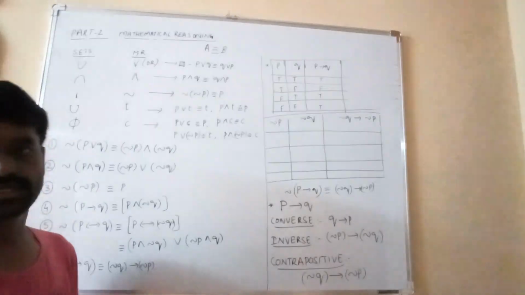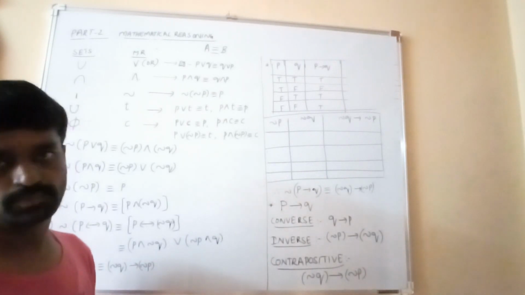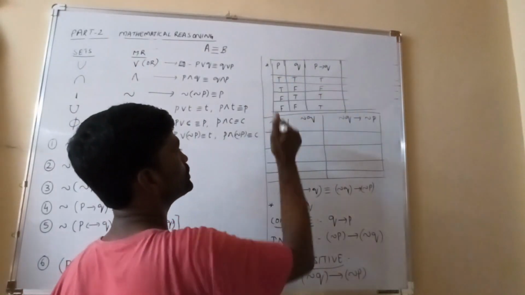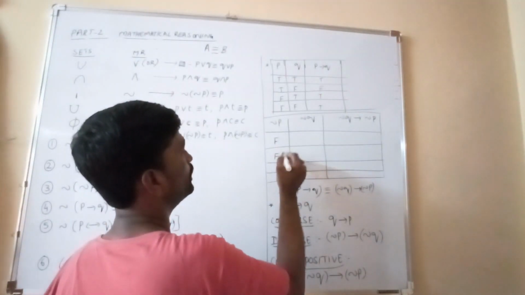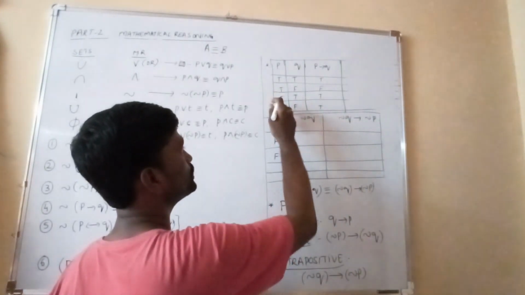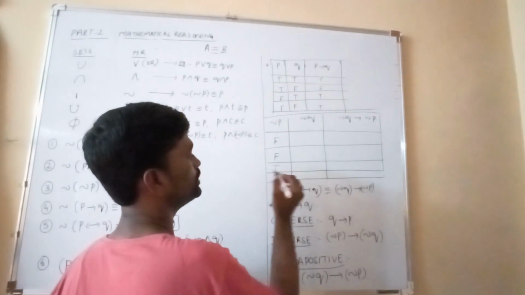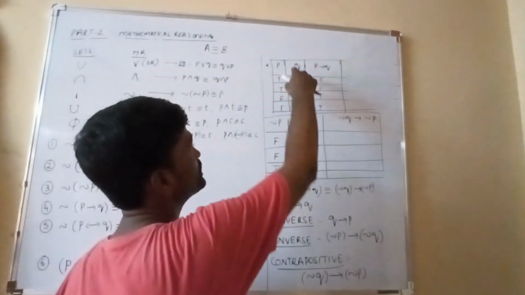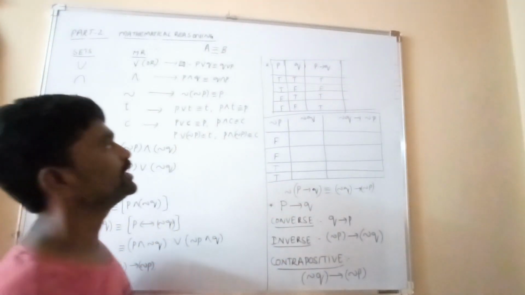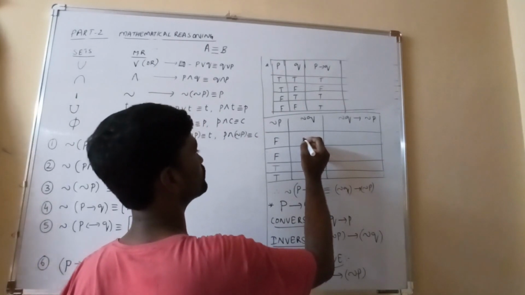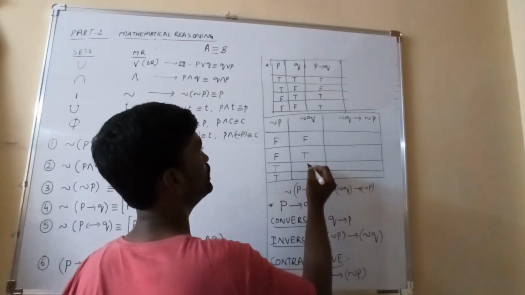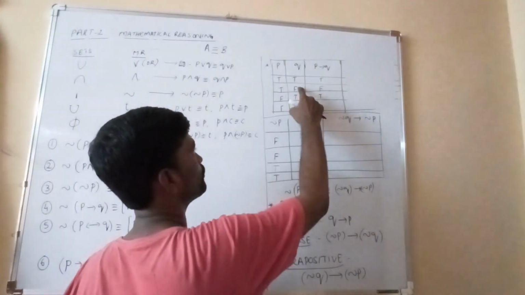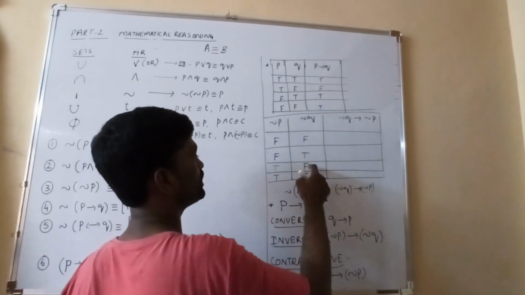Next, negation P. Whenever P is true, negation P is false. Whenever P is false, negation P is true. So in the first combination P is true, so negation P is false. In the next, P is true, negation P is false. In the next two cases P is false, so negation P must be true. Next, in the same way for Q, I have to calculate negation Q. Negation Q becomes false in the first case, true in the second, false in the third, and true in the last, because where true is there we get false, and where false is there we get true.